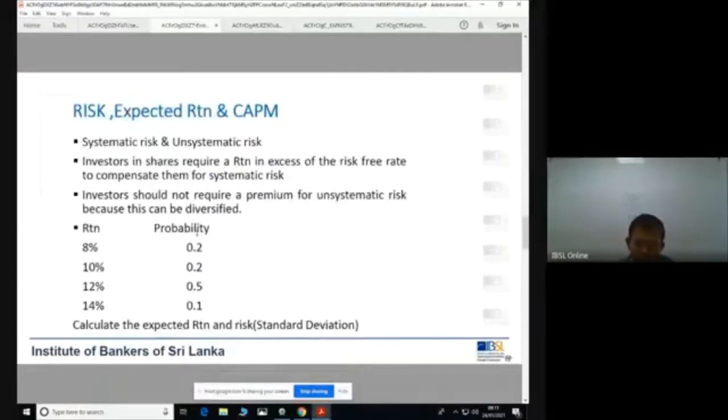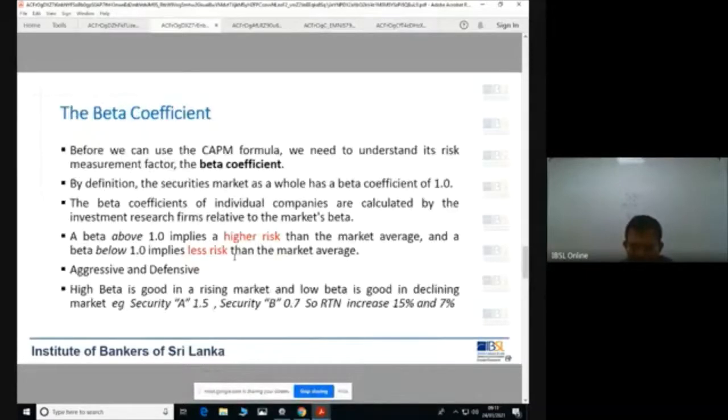8% into 0.2, this is a probability. Now all these things come to one different scenario. I have taken some questions with you all, then we can complete. This is just for completion of the part. Beta above 1 implies high risk, aggressive shares, right? A high beta value is good in a rising market and a low beta value is good in a declining market. The same thing I have just explained to you; everything is available in your notes.